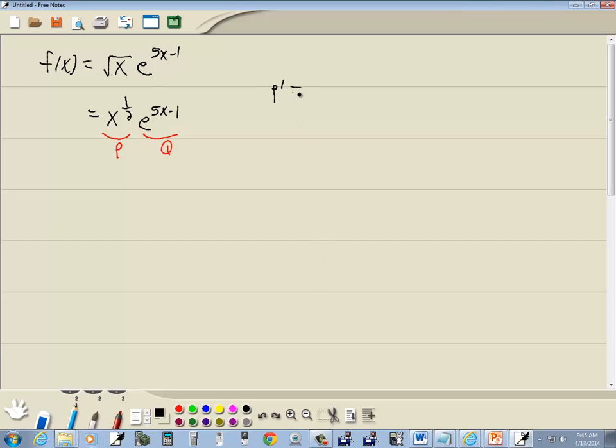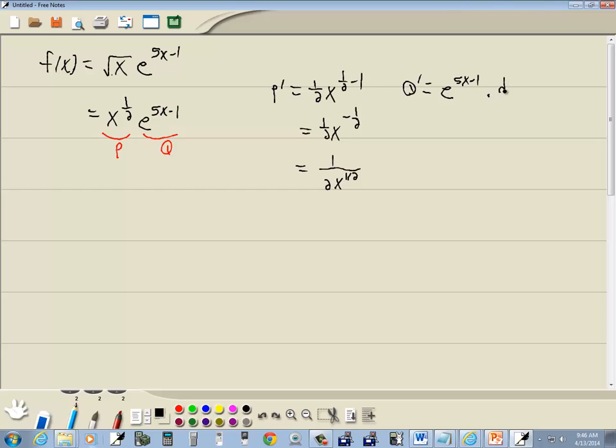So for p prime, x to a power, you take the power, put it out in front, and lower it by 1, which gives us 1/2 x to the negative 1/2. And remember, negative exponents, we want to take them down to the denominator. So we'll take the x to negative 1/2 down to the denominator, becomes x to the positive 1/2. And that's p prime.